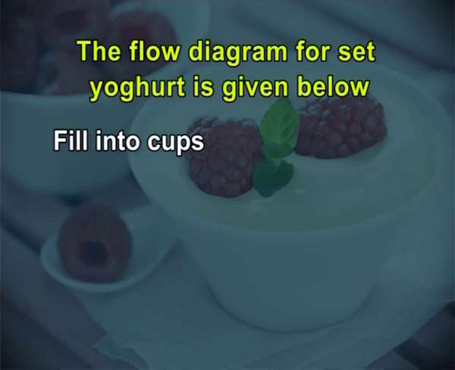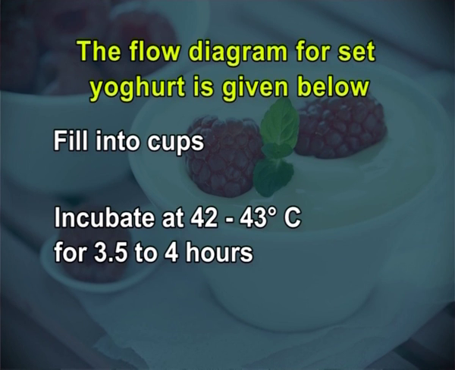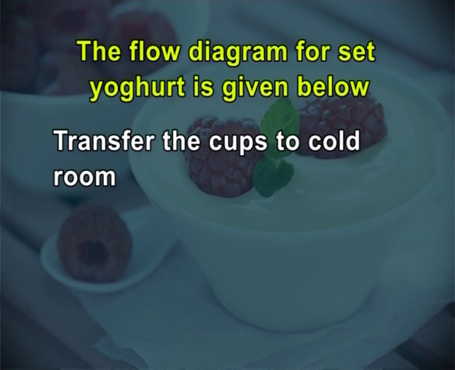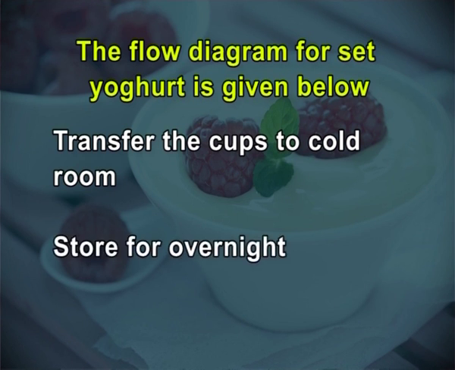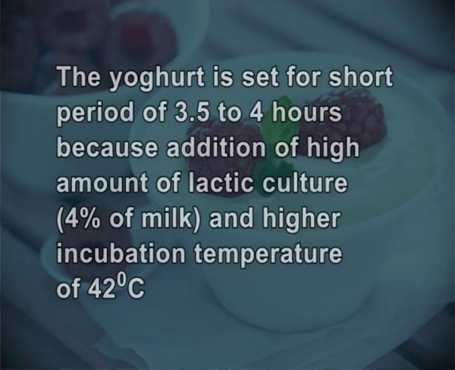Fill into cups. Incubate at 42 to 43 degrees centigrade for 3.5 to 4 hours. Transfer the cups to the cold room. Store overnight. Distribution. The yogurt is set for a short period of 3.5 to 4 hours because of the addition of a high amount of lactic culture, that is 4% of milk, and a higher incubation temperature of 42 degrees centigrade.